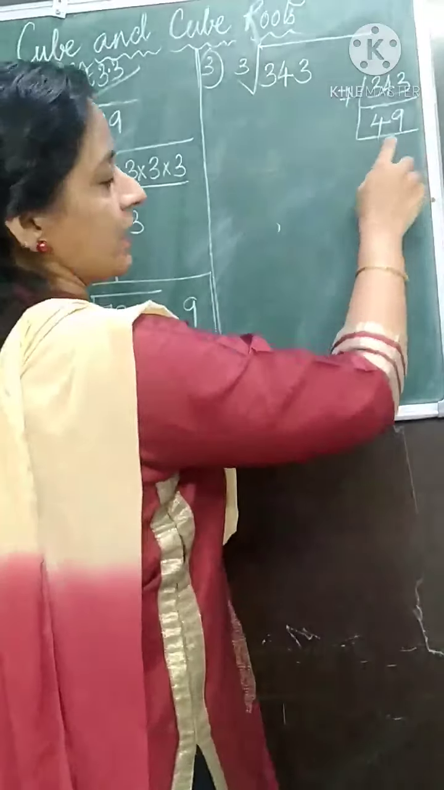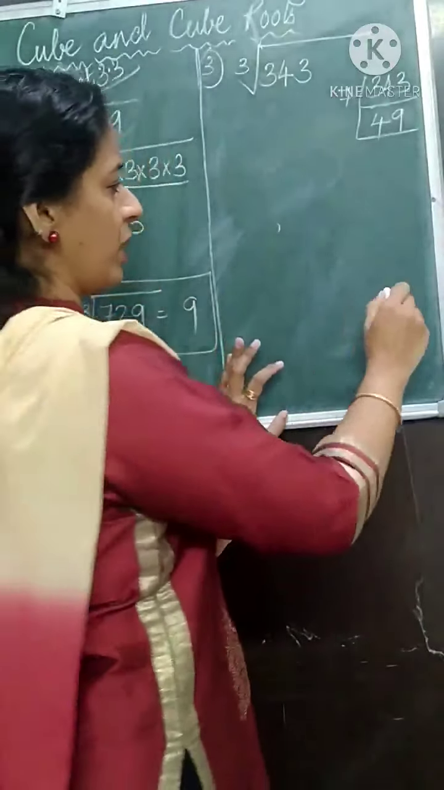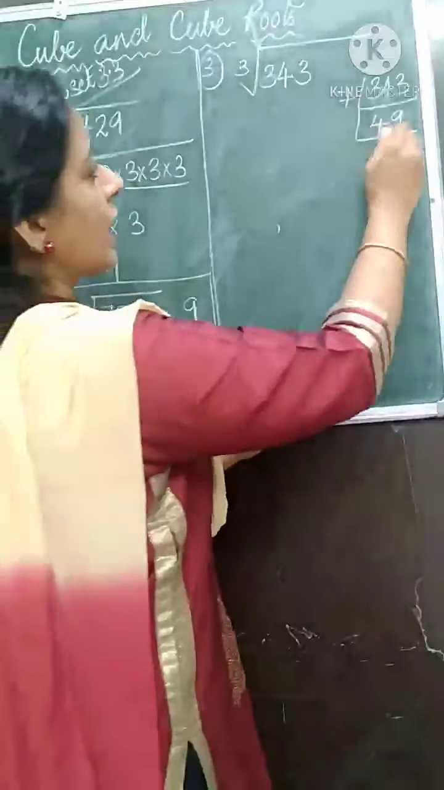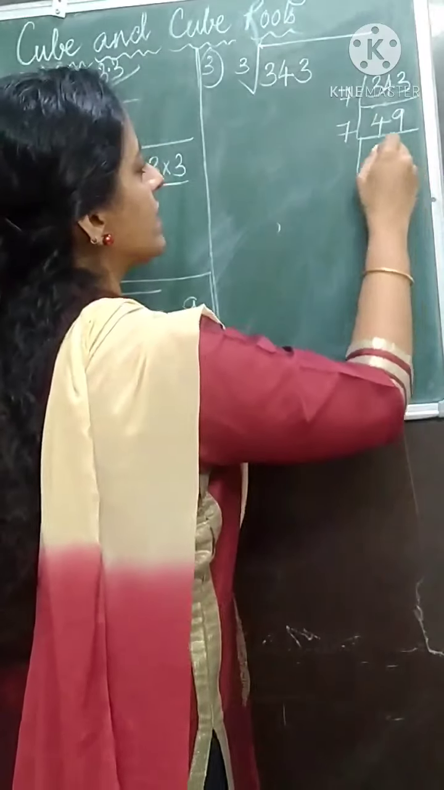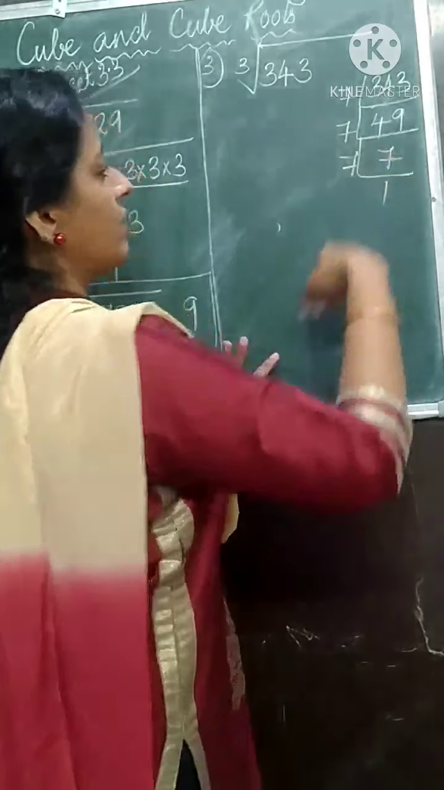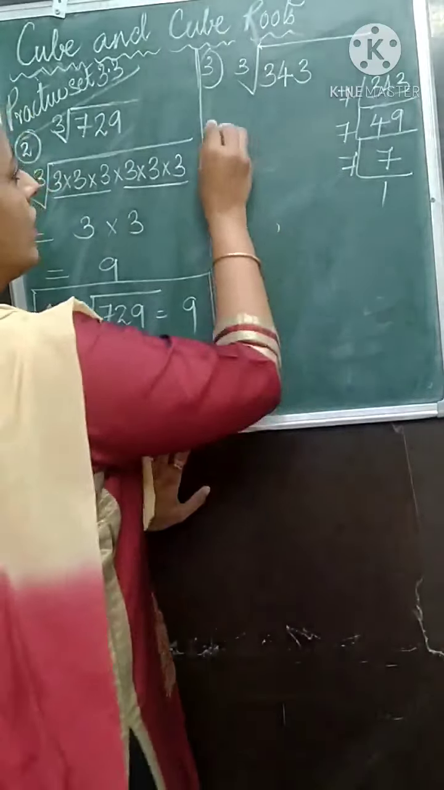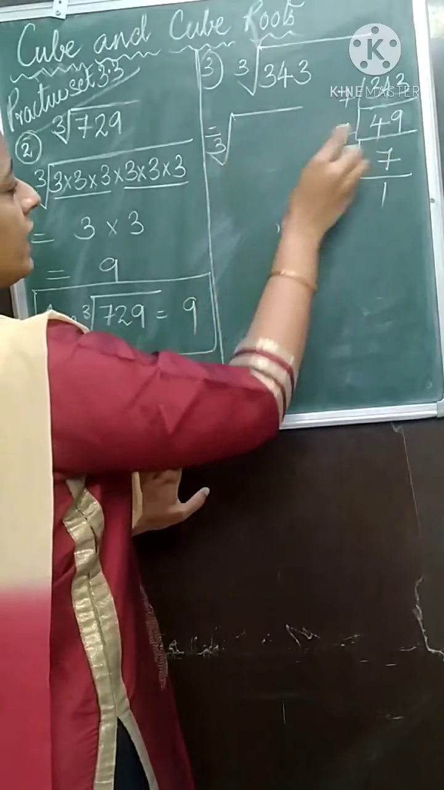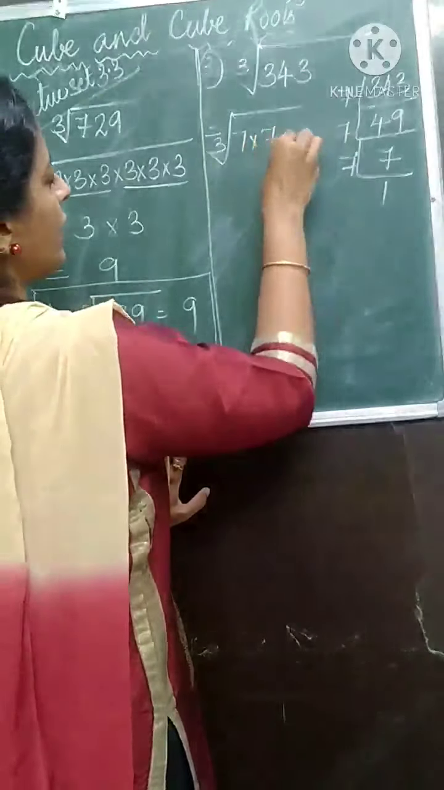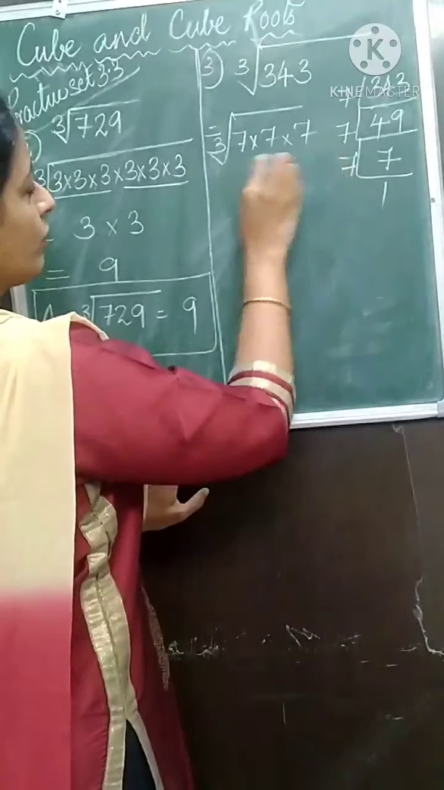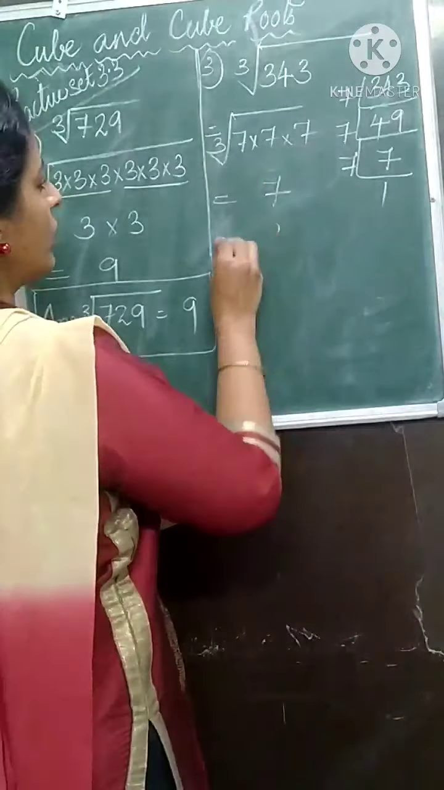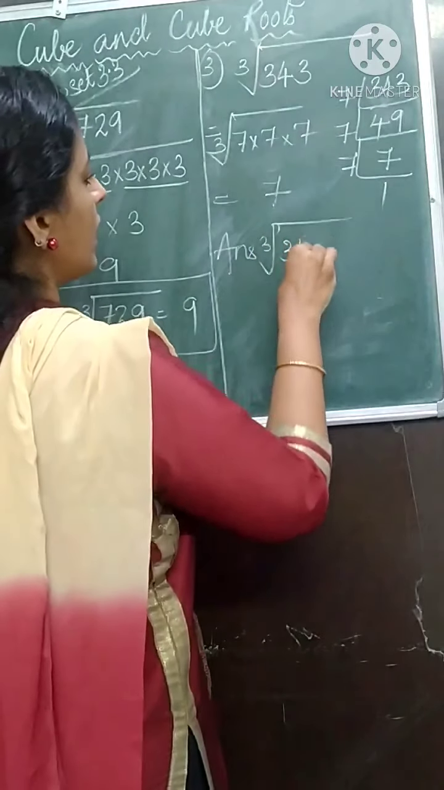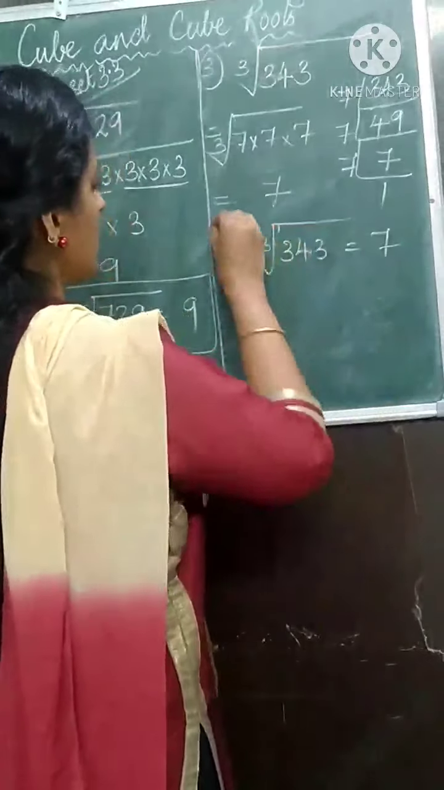So we got 49. If you can't do it in your mind, you divide and see. You'll get 49 as the quotient. Now 49 is going in 7's table. 7 7s are 49. 7 1s are 7. Easily you got. Copy the digits now. Put the cube root sign. 7 into 7 into 7. Out of 3 sevens, 1 seven will come out. Final answer. Cube root of 343 is equal to 7.